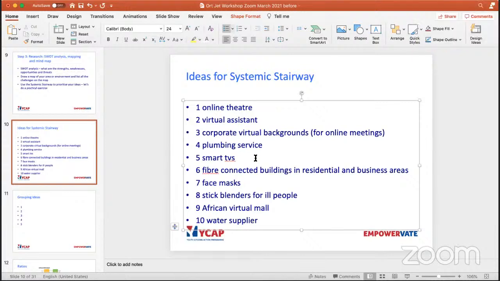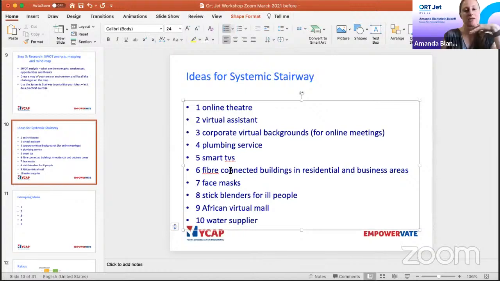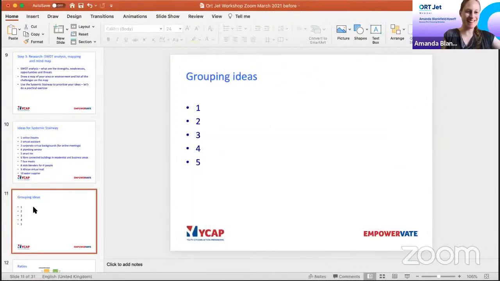I would combine virtual assistants, fiber, and corporate virtual backgrounds. Okay, does everyone agree with that, or does anyone have any other ideas? So it was virtual assistant with corporate virtual backgrounds and fiber. You think those go together? One business? If you're happy, you can also do the little thumbs up emoji if you know how to use that on Zoom. Okay, it seems like no one's complaining, so we're going to do that.